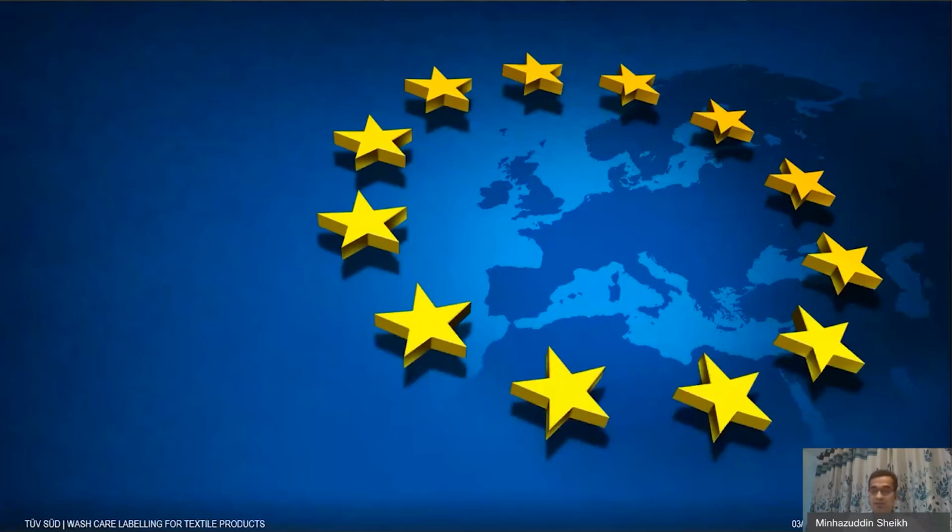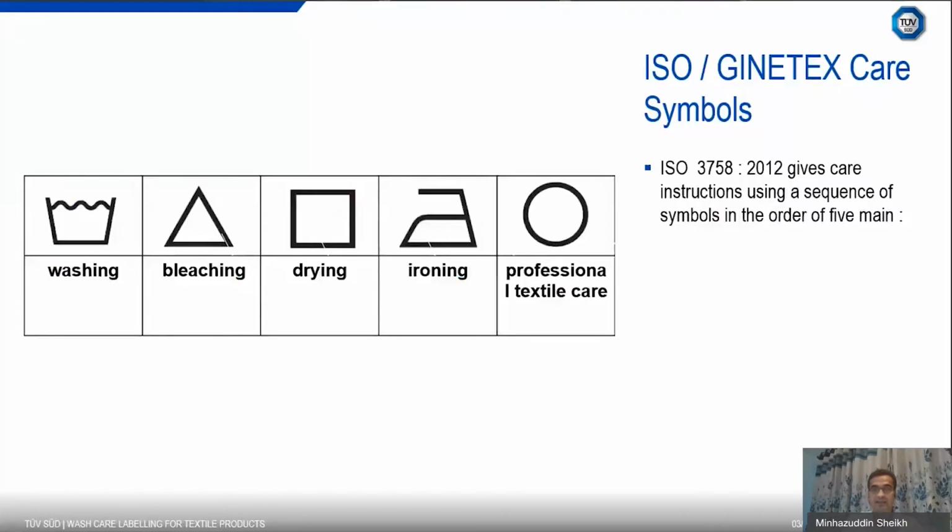We'll first talk about the requirement for European Union. As I have mentioned, the ISO 3758-2012 is the standard which is used for care labeling for textile products in European Union. This standard requires care instruction to be indicated by using 5 basic symbols. As I have shown in this presentation, there are 5 symbols: washing, bleaching, drying, ironing, and professional textile care. And all these 5 symbols should be used in the sequence and together. No symbol should be missing in the label.